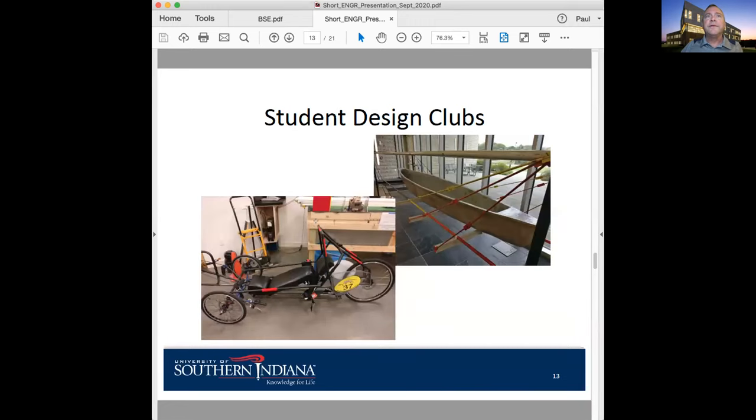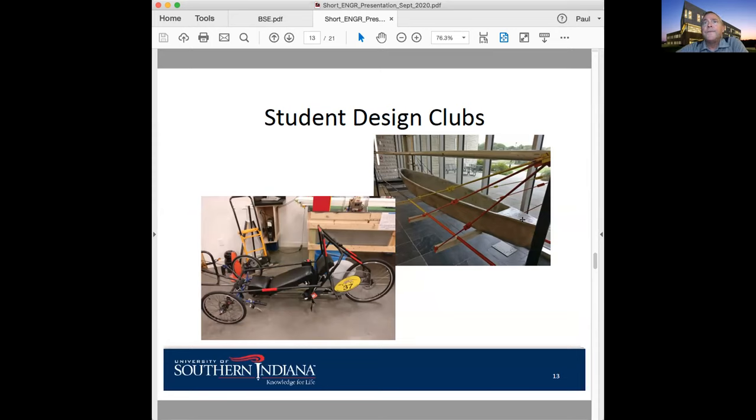Here's the human-powered vehicle I mentioned. And this is kind of just the frame of it. The part that's missing here would be a fairing to go around and make it more streamlined so they can go fast. Up here is one of our concrete canoes sitting on one of our steel bridges. I'll tell you a little bit more about that.